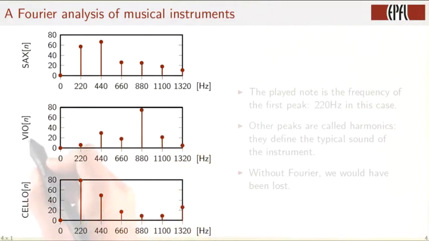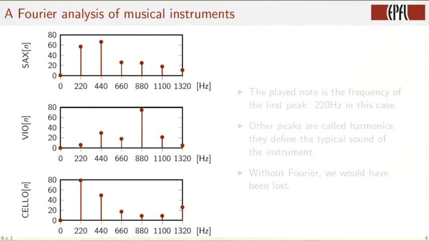Then we have the violin. It has also a peak at 220, but a high peak at 880. And at the bottom, the cello has also a peak at 220, like the sax. It's a big one. Then at 440, and then it decays and goes back up at 1320. So you see the spectra look very different. And definitely the violin looks very different from the cello and the sax.